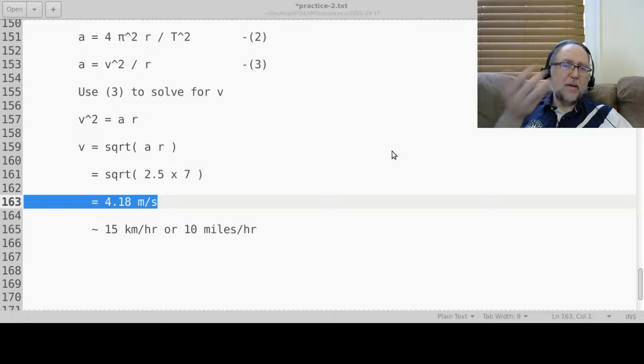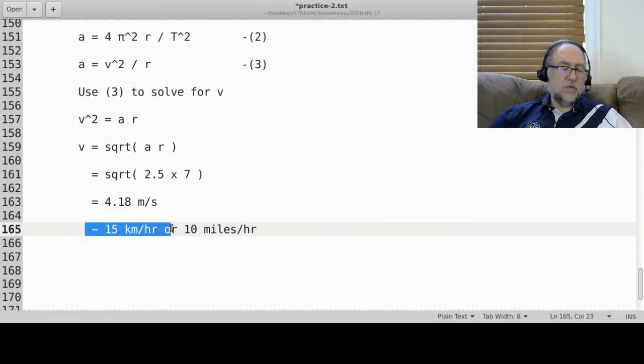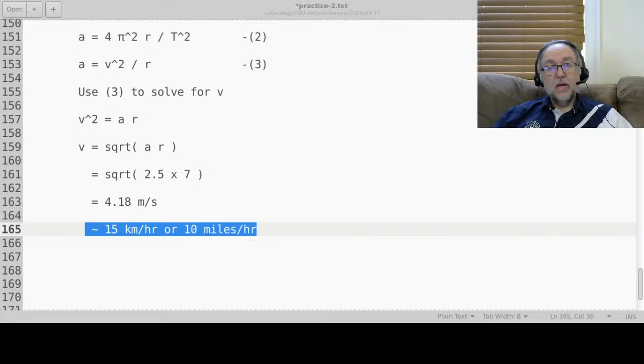I try to make my numbers realistic. 7 meters is about 20, 21 feet, and that's about right for a turn you usually make on a bicycle. And that turns out to be about 15 kilometers per hour. If you converted it to miles per hour, because maybe your intuition is better in miles per hour, that would be about 10 miles per hour, and that's roughly right. You could probably do it faster than that, but roughly speaking, 10 miles per hour for a turn on a bike is about right, safely. All right, that's it.